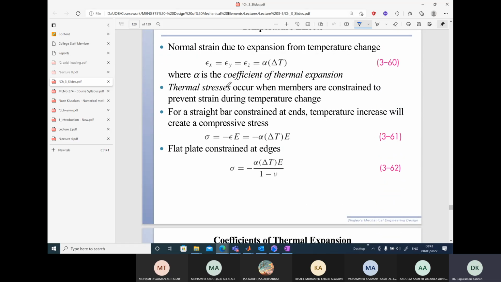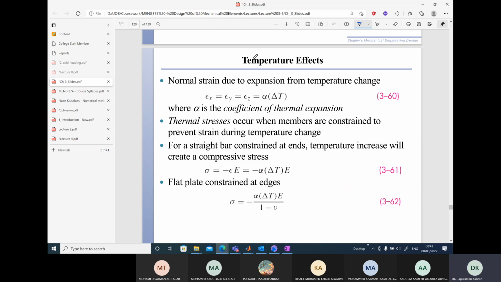There is also the formula for thermal effects. Whenever temperature increases, all the materials expand according to the formula given here in XYZ direction. Assuming the material is isotropic, alpha is the same in all three directions, and alpha delta T gives you the strain in the three different directions.